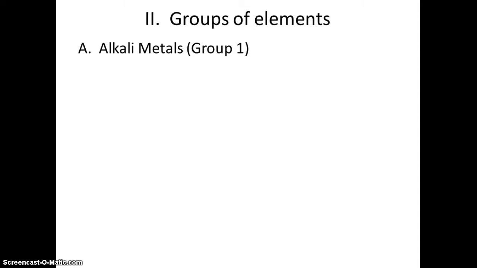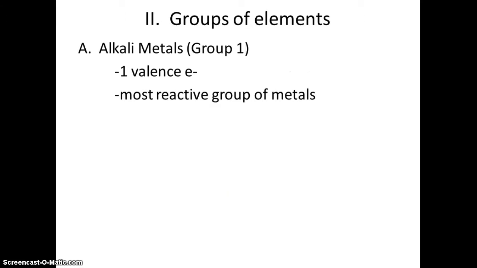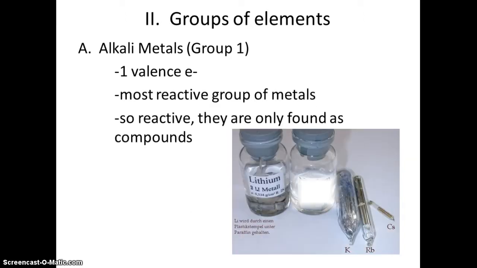Alkali metals. Alkali metals are in group 1, and you do need to know that group 1 is named alkali metals. You need to know that. They have one valence electron. Notice that it's the same as the group number. These are the most reactive group of metals, and they are so reactive that they are only found as compounds. I'll show you a video on that tomorrow, but they are very, very reactive. They actually have to be stored in oil, so all of these are stored in oil because otherwise they would react with the air and become a compound.